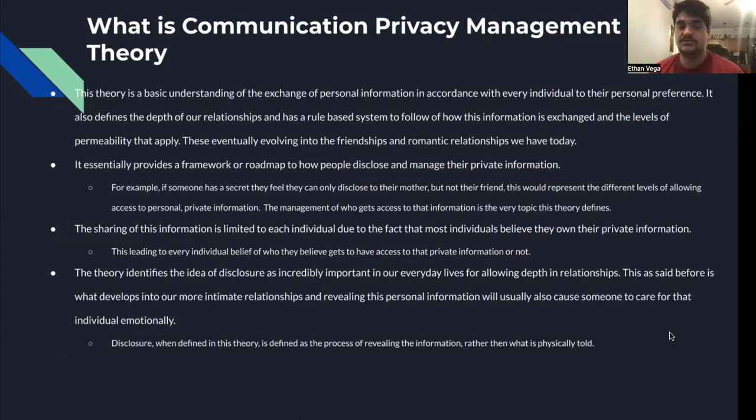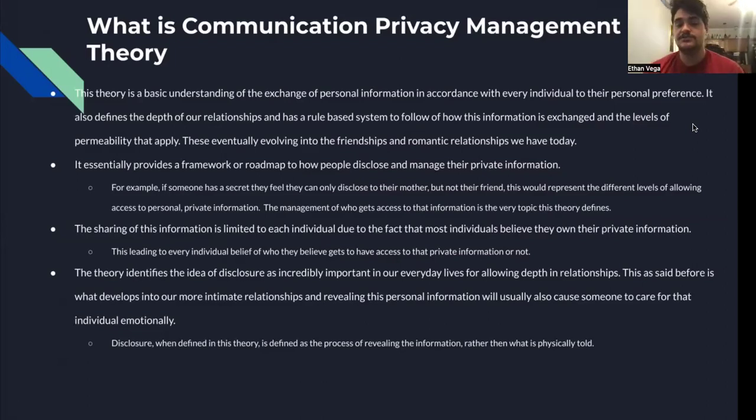The sharing of this information is limited to each individual because most individuals believe they own their private information. A lot of the times that people share private information, though, it is actually about other people, not necessarily about their own lives. Every individual believes they own their private information and says who gets access and who doesn't. The theory identifies disclosure as incredibly important to our everyday lives for allowing depth in relationships. This is what develops into our more intimate relationships, and revealing personal information is usually what allows someone to care for us and grow emotional empathy for us.